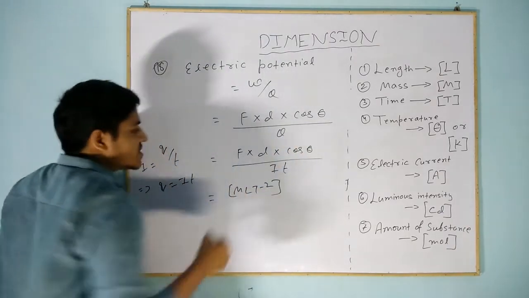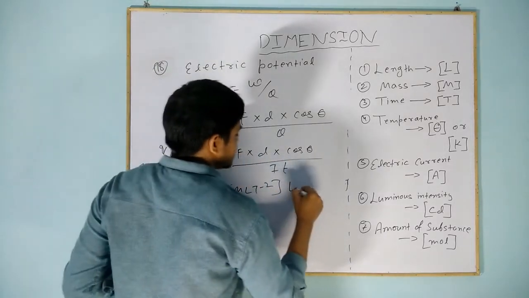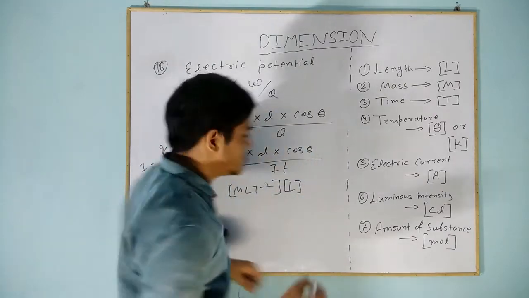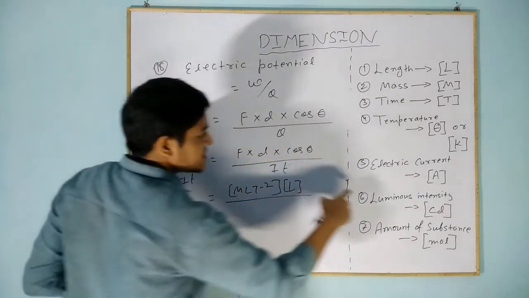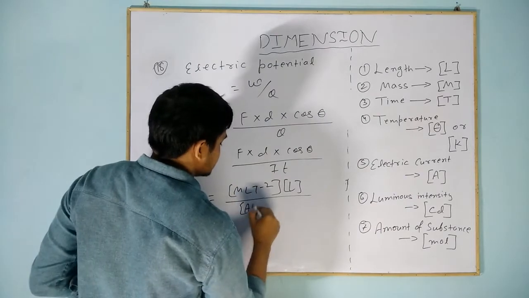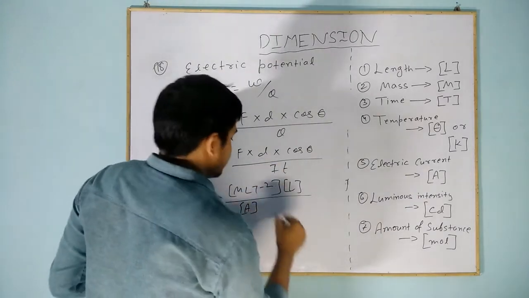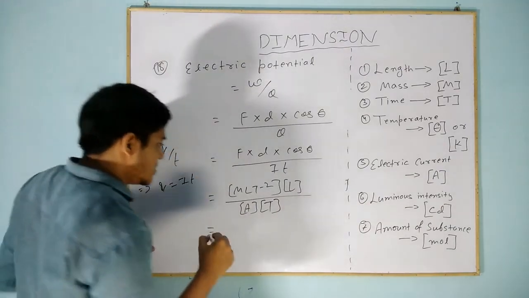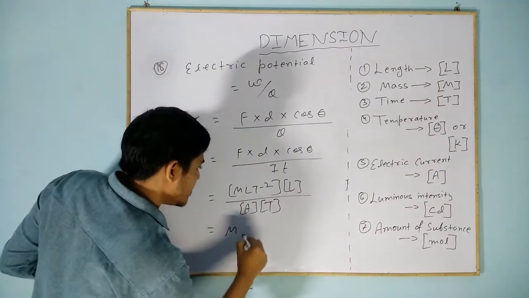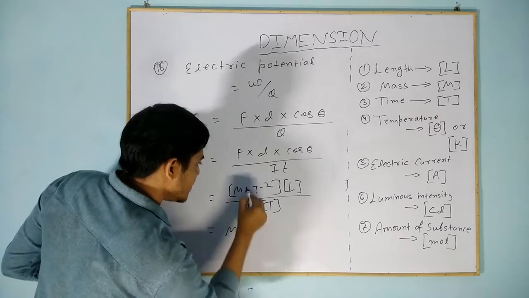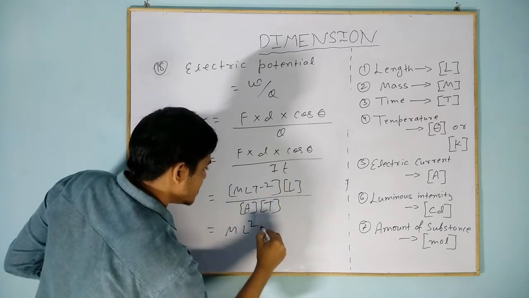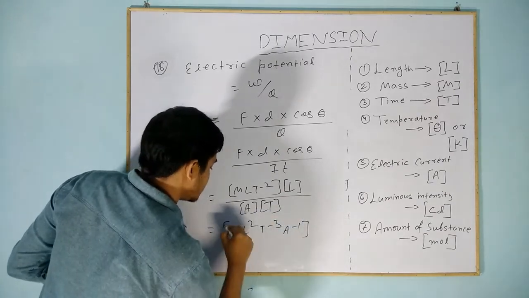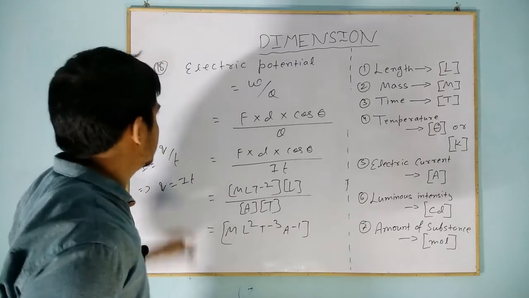Force is MLT raised to the power minus 2. We have already derived the dimensional formula of force. Displacement is a length, so its dimension would be L. Cos theta has no dimension. Upon I, current is a fundamental quantity, has dimension A. Time, dimension T. So the dimensional formula of electric potential came out to be M L square T raised to the power minus 3, A raised to the power minus 1.